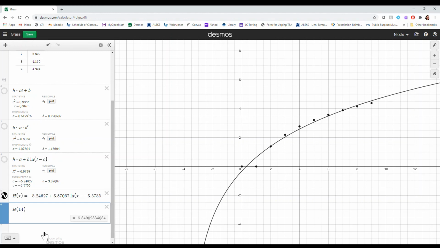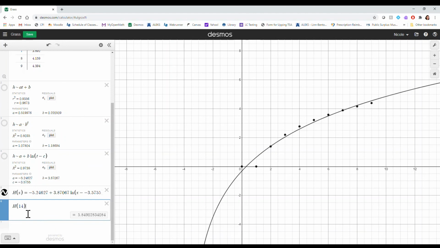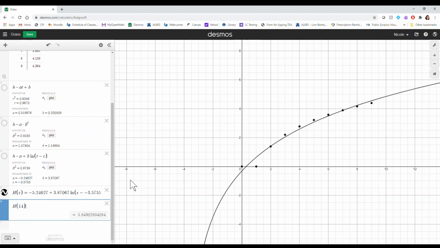And do we think this is extrapolation or interpolation? Well, it's after our data period, right? Our data goes between 0 and 9 days. This is at 14, so it is going to be extrapolation since it's not between the interval. So that's how you do all those types of regression on Desmos and how you choose the one that you think is the best fit.